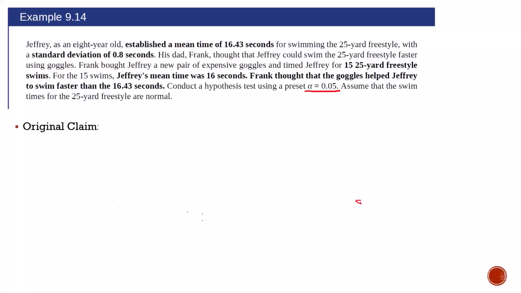Usually the original claim is what the person doing the experiment thinks. And faster than, okay, so that sounds like less than. We're talking about a swim time, so is that a mean or a proportion? Absolutely. And faster than what? Boom, absolutely, right?